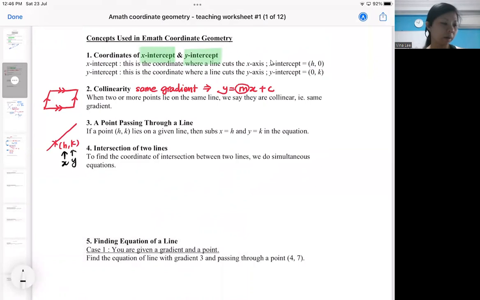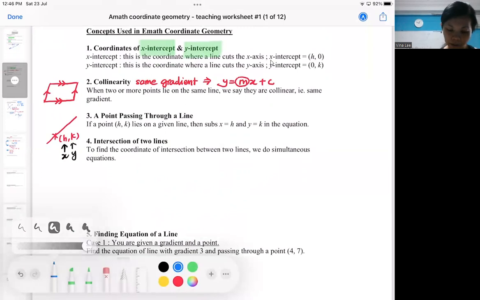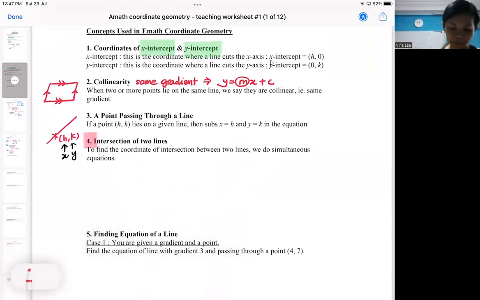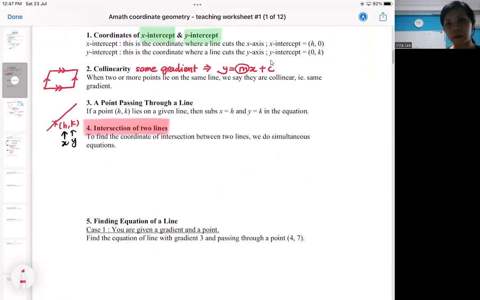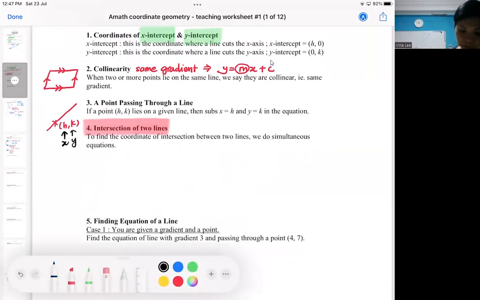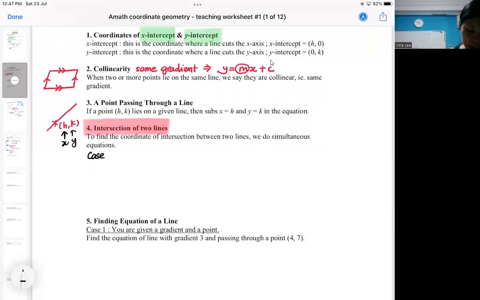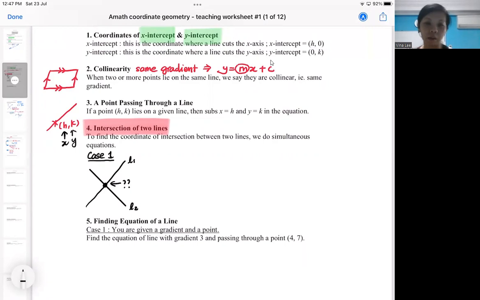So one of the more critical ones will be the intersection of two lines. So intersections of two lines here. In AMath, there can be two situations. The first situation is where you got two straight lines intersecting. So a lot of time it will happen. So they meet at this point. So they kind of like meet each other. So if you want to find the point where they meet each other, you got to do a simultaneous.